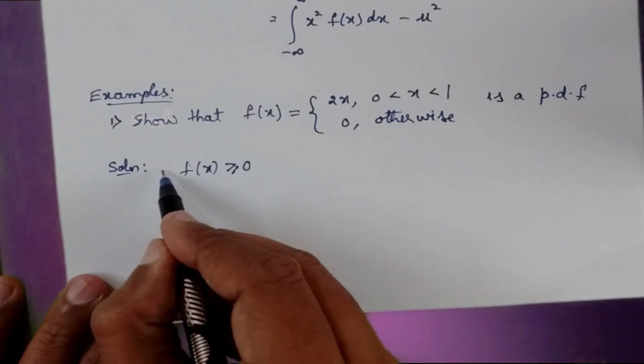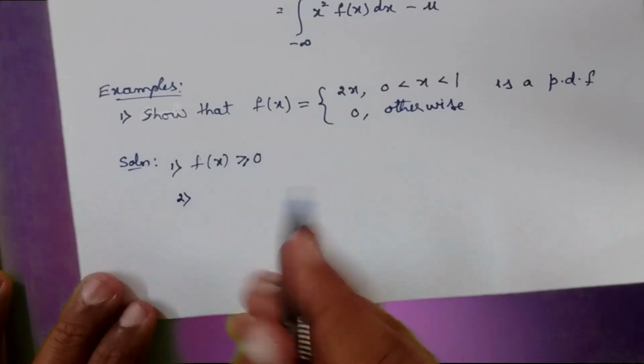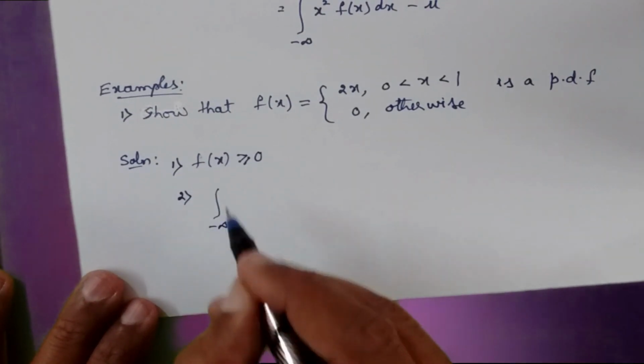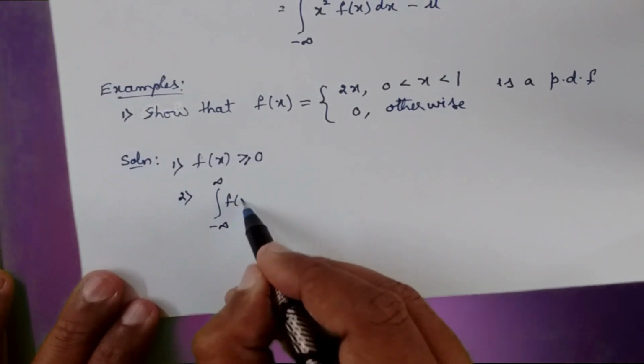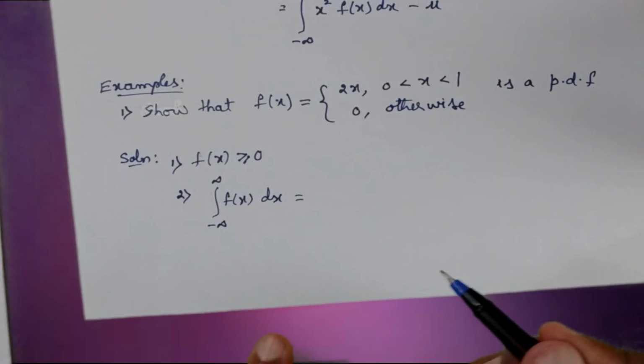So the first condition is satisfied. Now coming to the second condition, that is the integral from minus infinity to plus infinity of f of x dx. It should be equal to 1. So let us try to see over here.